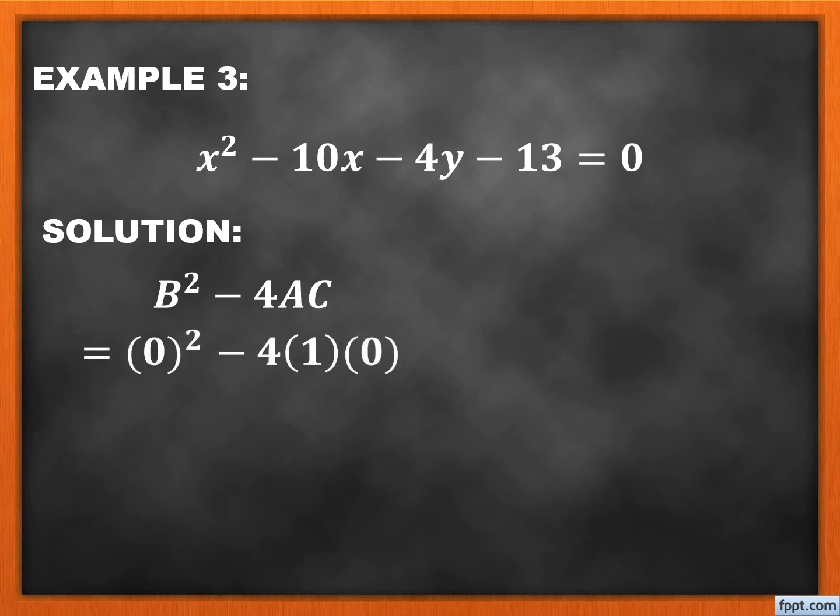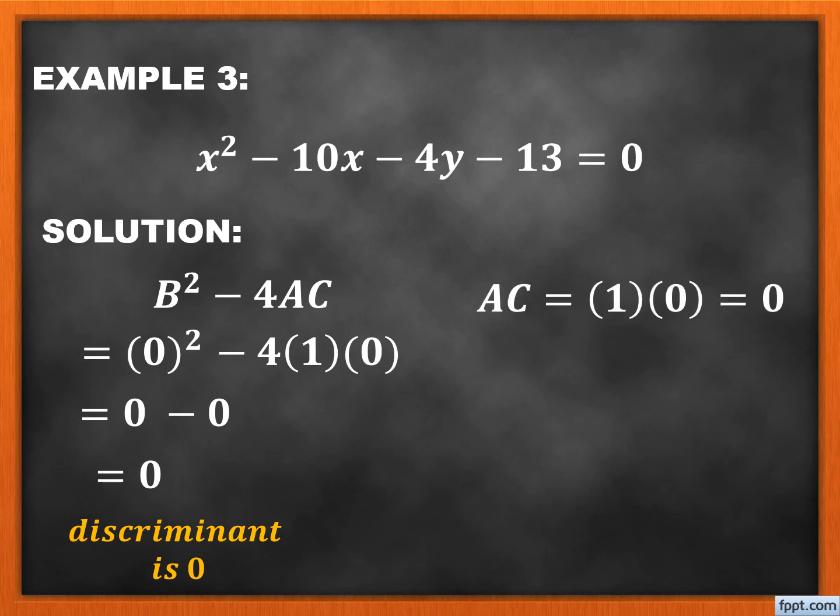Substituting those values, we have 0 squared minus 4 times 1 times 0. By solving, we have 0 minus 4 times 1 times 0 is negative 0. And 0 minus 0 is 0. So our discriminant is 0.